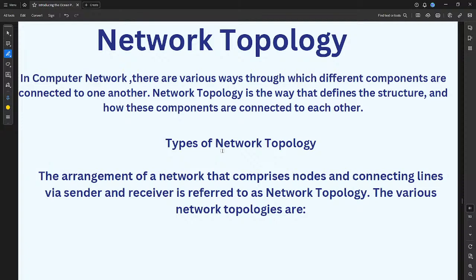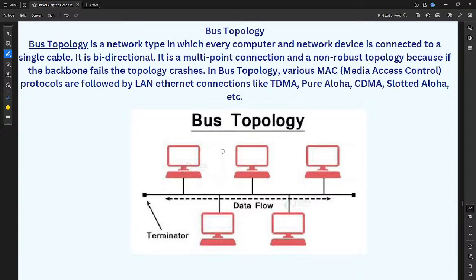So we have what is known as network topology. Now, what is network topology? In computer networks, there are different ways through which different components are connected to one another. So network topology is the way that defines the structure and how these components are connected with each other. So the types of network topology: we have the bus topology. Simple. The bus topology is a type of network in which every computer and network device is connected to a single cable, and it is bidirectional.